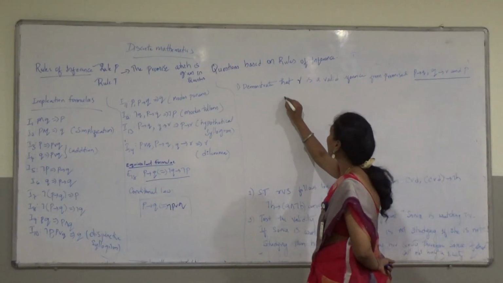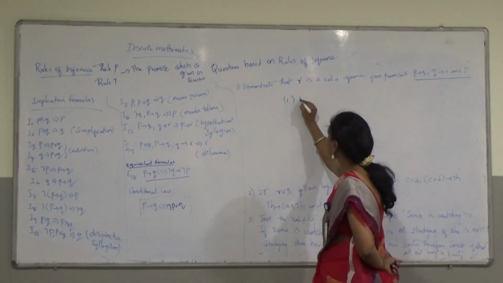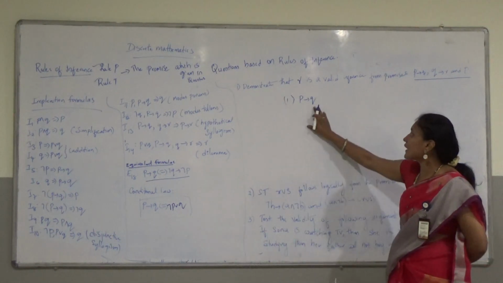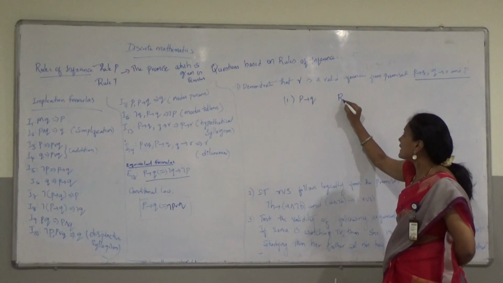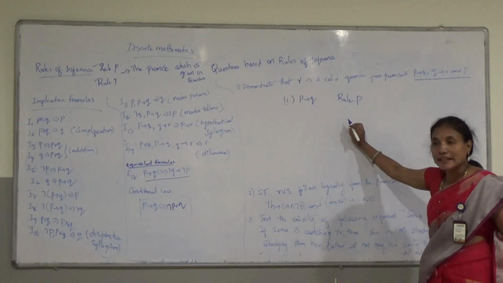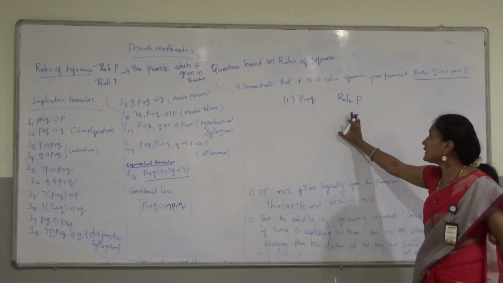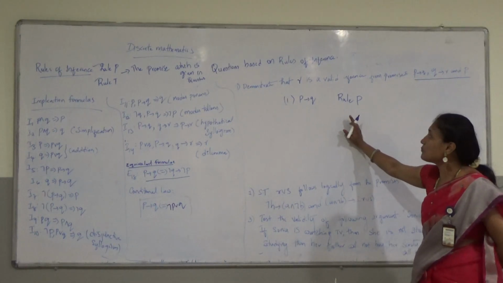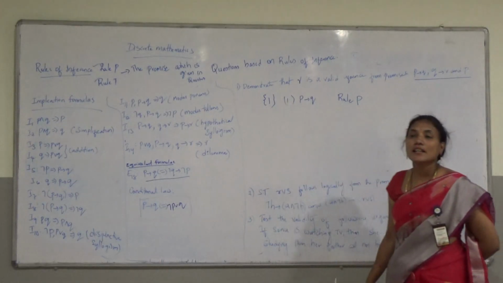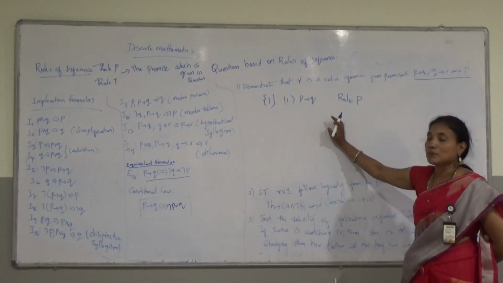So the first premise is taken as given, so we need to write it as rule P. Rule P can be derived at any point, not only in this order. So this is the first premise, and we represent it on the left side of a flower bracket.